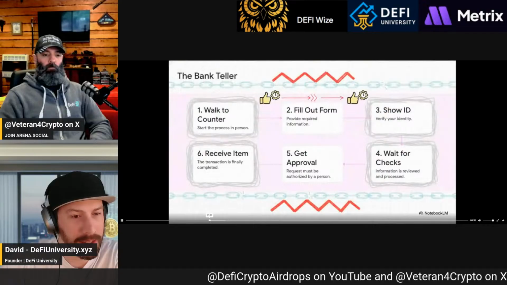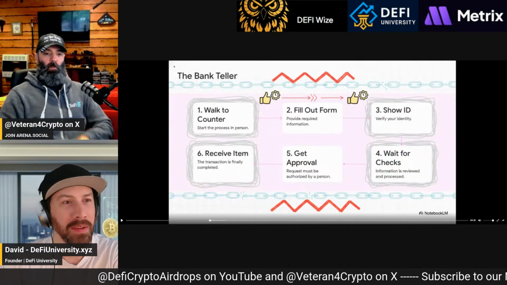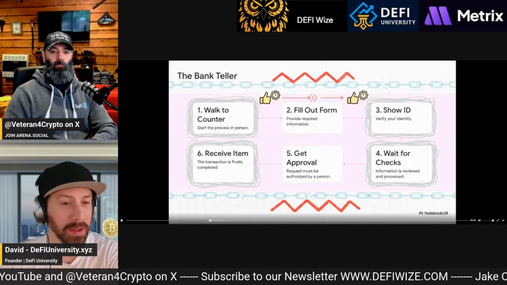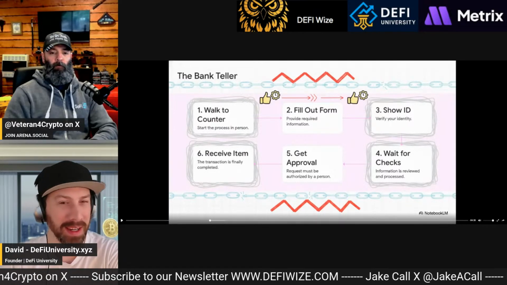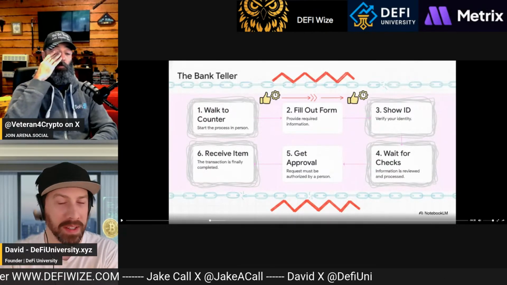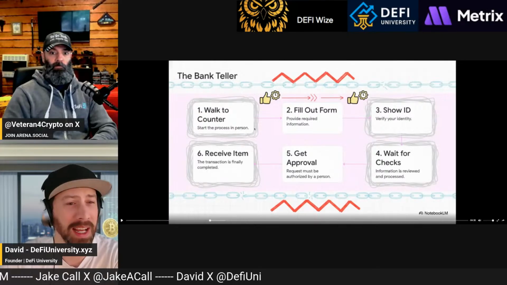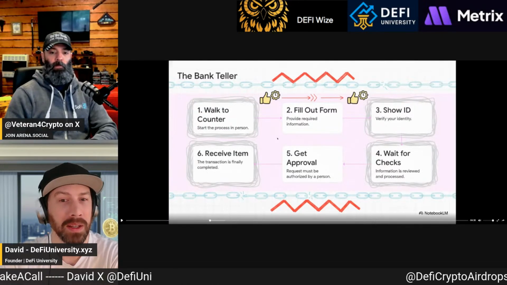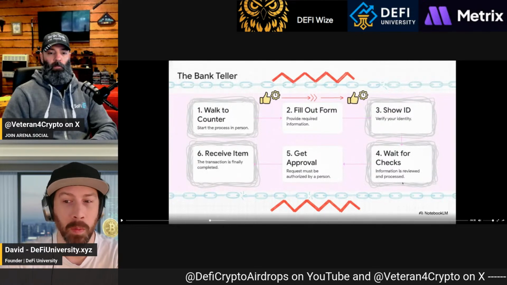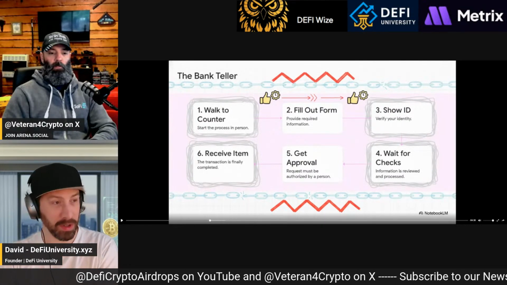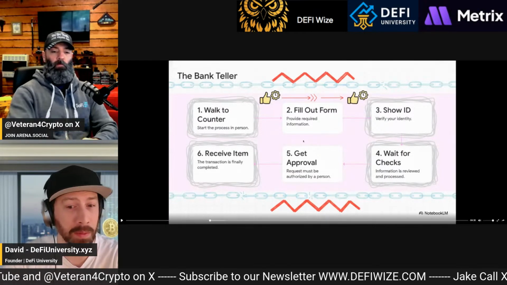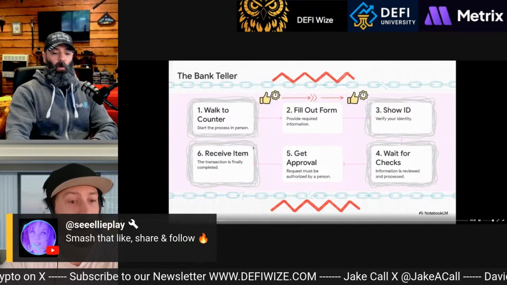Let's take a look at all those steps. If you go to the bank teller, you've got to walk to the counter, so you've got to physically get there in person. But you've also got to get there in person during banking hours, which are like, they're only open for like 37 minutes every other Wednesday, so you've got to get there when they're open. And then you've got to potentially fill out a form and show your ID, and then wait for the bank teller to look at the ID and look up at you a couple of times, just to make sure. And then you get approval, potentially. You've got to get their approval to actually perform the transaction, and then you receive the item.